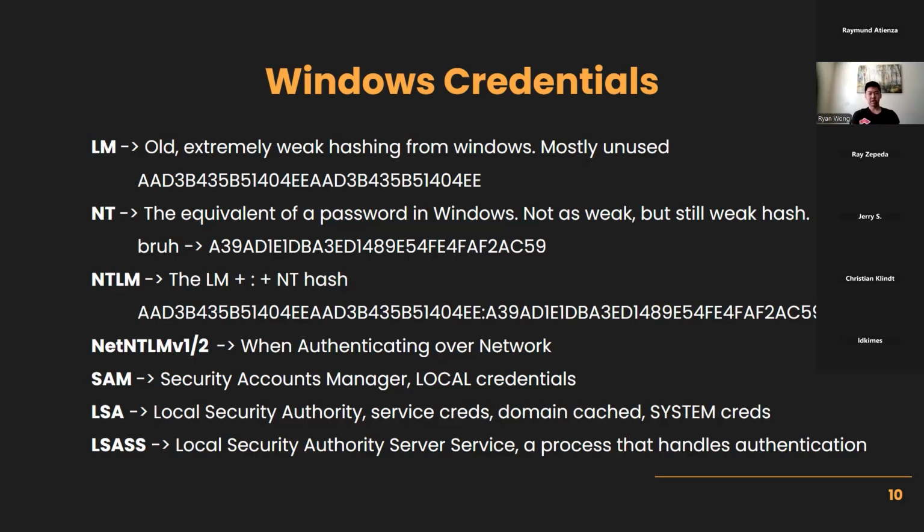The NT hash, which is newer and still used, is the second part of the NTLM hash. The NT hash isn't very secure, but it's still better than the LM hash, so it's something, right? And then if you look at the NTLM hash, it's separated by a colon, so it goes the LM and the NT hash.